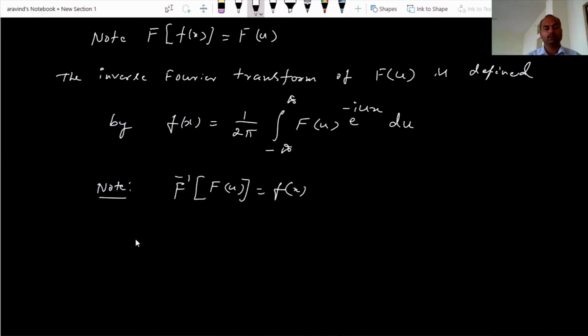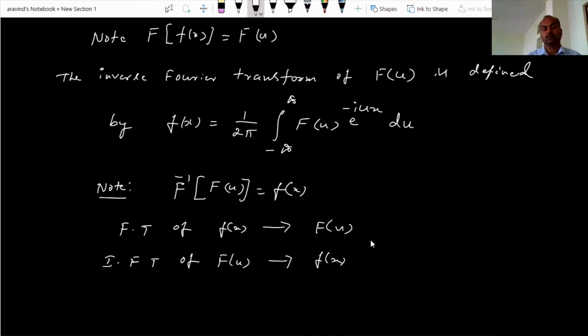So here, if you find the Fourier transform of f of x, that is denoted by F of u, and then the inverse Fourier transform of F of u is denoted as f of x. That means the Fourier transform of f of x is F of u, and the inverse Fourier transform of F of u is f of x. Now similarly, I will define the Fourier sine and cosine transforms.